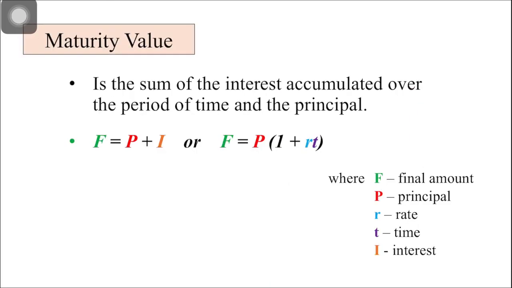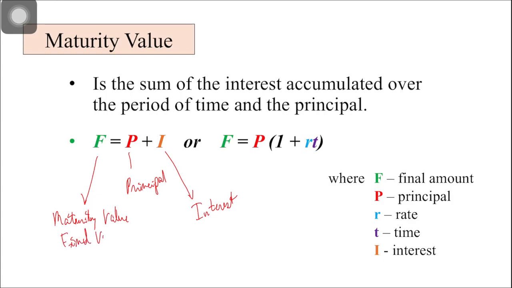Okay, next is maturity value. Maturity value is the sum of the interest accumulated over the period of time and the principal. So, this is the formula in getting the maturity value. F is equal to P plus I, where P is the principal and I is the interest. And F is the maturity value or the final value.